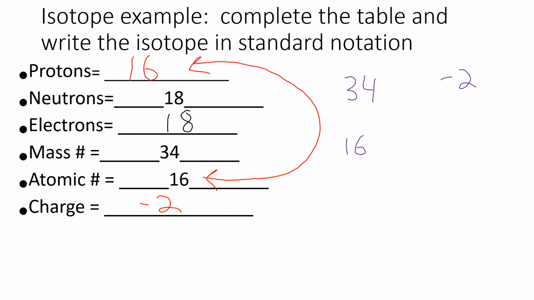So when you look at a periodic table, you would see element number 16 is sulfur. We would have S as our symbol in here. So that's how to go the opposite way in terms of writing out these isotopes for yourself based upon information for protons, neutrons, electrons.